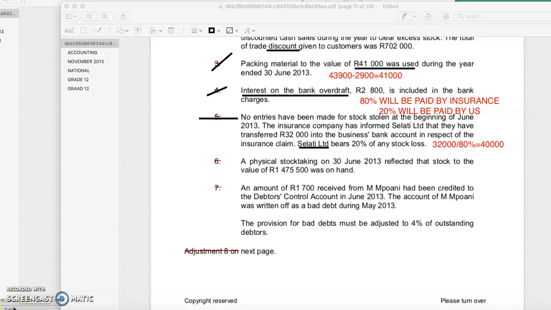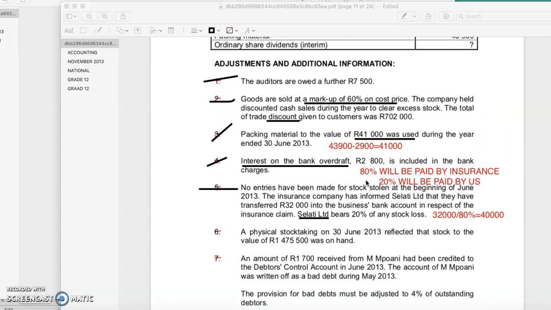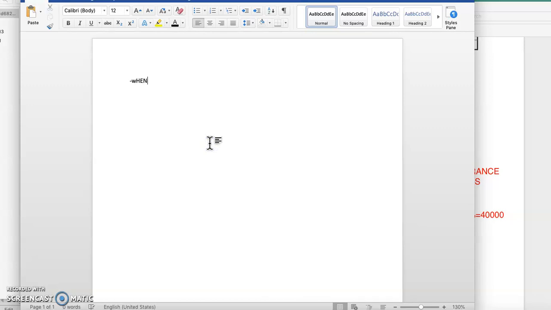Okay, we're now going to look at physical stock, and this is one of the calculations I will do with you very, very slowly. Whenever you see anything about physical stock, you need to ask yourself, is it a surplus or a deficit?